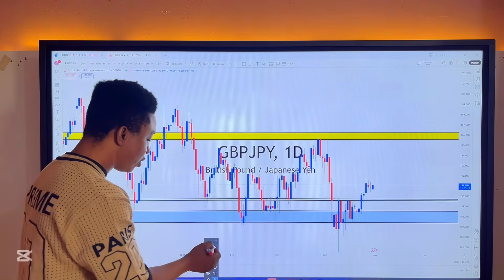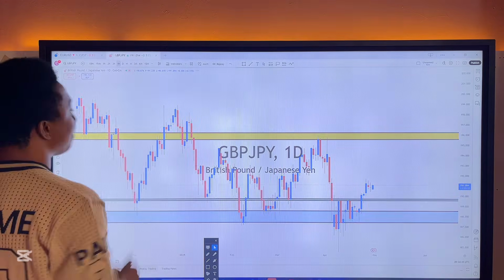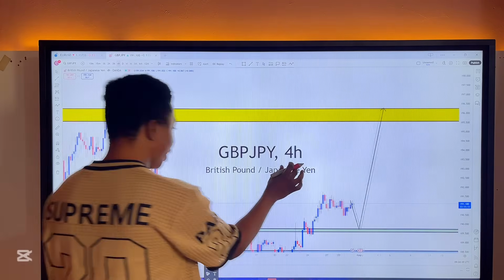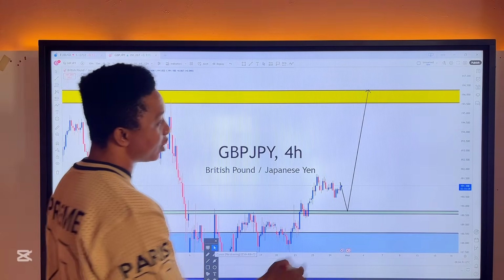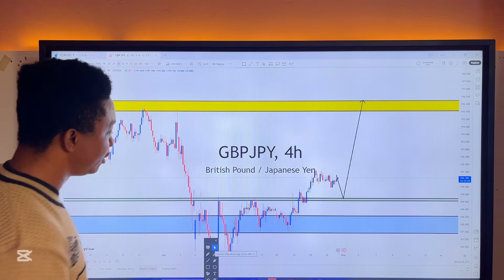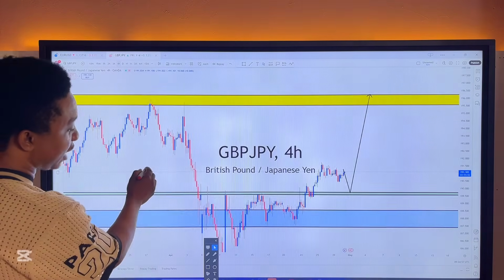All right, let's take it all the way to the 4-hour and then prepare for our buy to the upside on GBP JPY. Okay, so this is GBP JPY on the forward time frame, and this is exactly how we are going to pick our entry. Let's explain the 4-hour time frame.